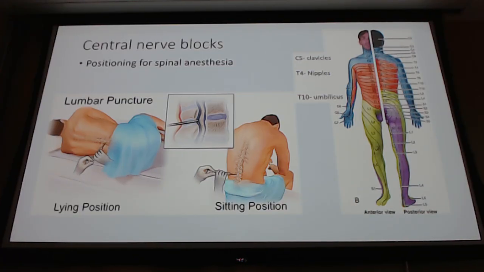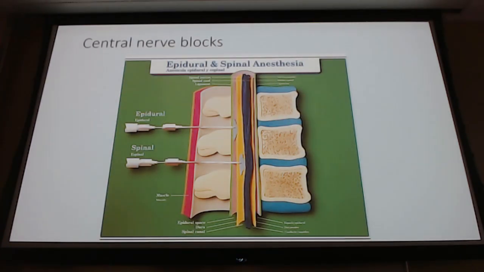And this is just a good outline: C5, that's cervical or clavicles, T4 is around the nipples, and T10 is around the umbilicus. That's just a very good basic. If I were to tell you we put this in at the T10 level, where do you think that anesthetic would start? Around the umbilicus. That's just another good picture to try to really get through where these actually go in relation to the spinal canal and spinal cord.